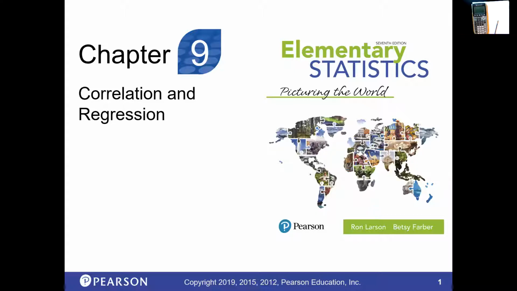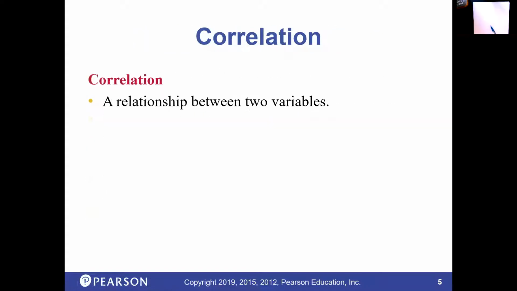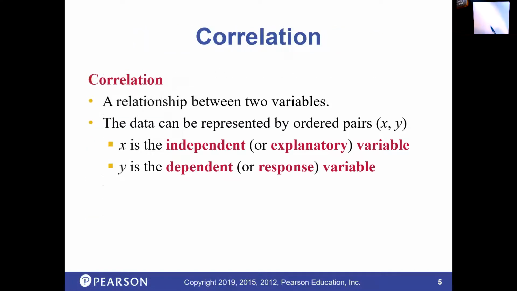Okay, let's move on to the final chapter, chapter 9 on correlation and regression. Correlation is the relationship between two variables. This is a very powerful tool in mathematics. This regression concept allows us to do a lot of prediction based on data. We're just going to focus on linear, but there are all sorts of regressions you can do.